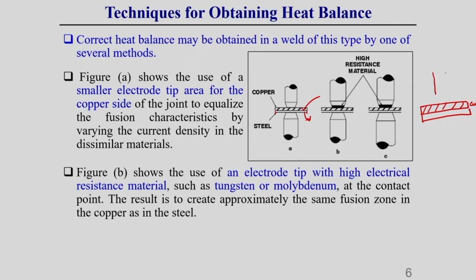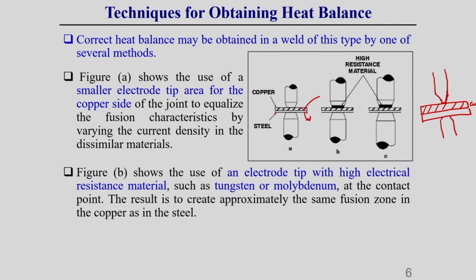For that reason, if we use a smaller diameter electrode on the copper side, then the current density will be high. So, by increasing this current density, we can increase the intensity of current in the weld zone, and we can do the heat balance in these types of copper-steel joints.